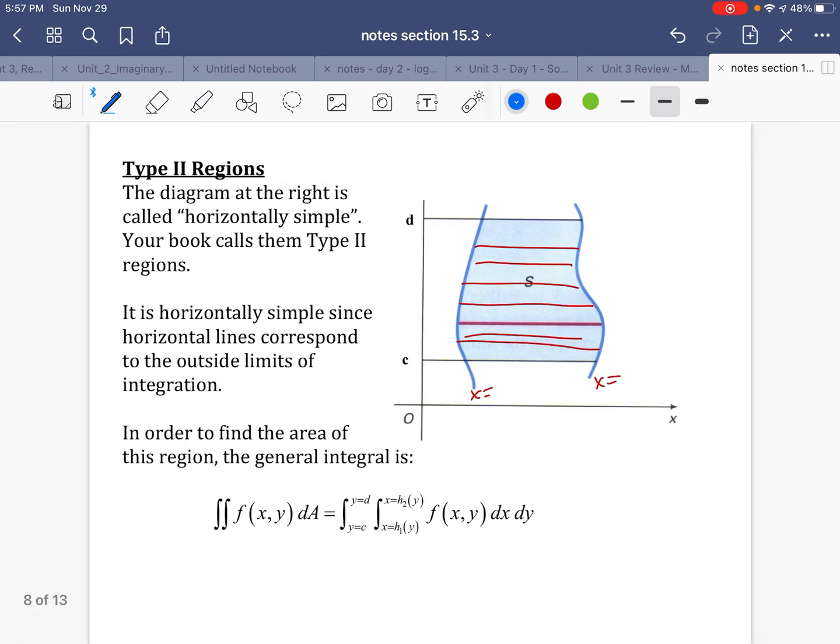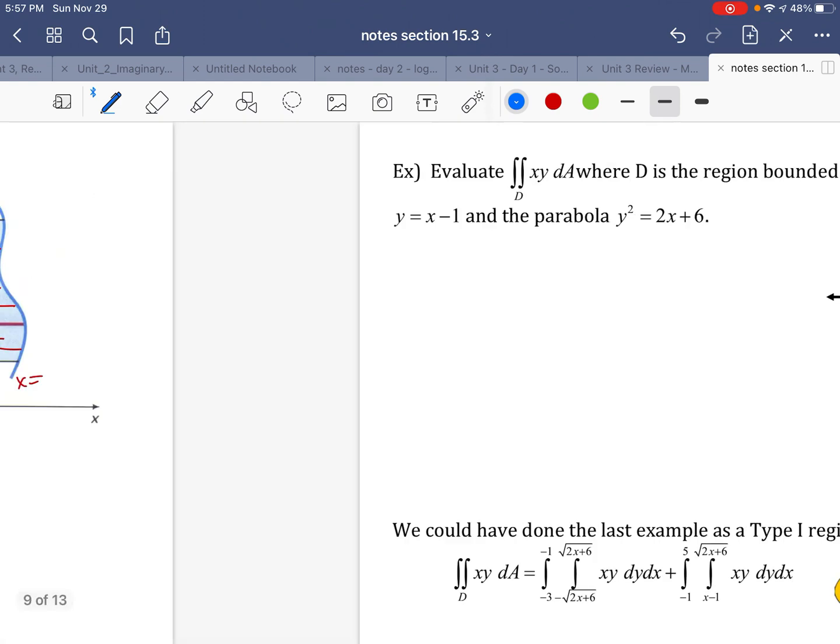All right, so now type 2 regions. Type 2 regions is when you find yourself having to go right minus left. You can't do top minus bottom because the function is on top of itself in some way, and you'll see that in this first problem right here.